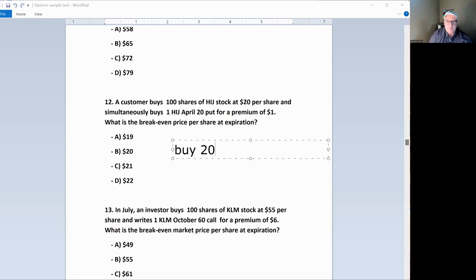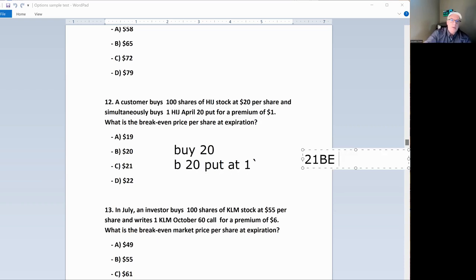Buy at 20. Buy a 20 put at 1. Since it's 2 buys, I add those, right? So here we go. 20 plus 1 is 21. Boom. And I'm bullish or bearish? Well, I'm long stock, so I'm bullish. Boom. On to the next one.